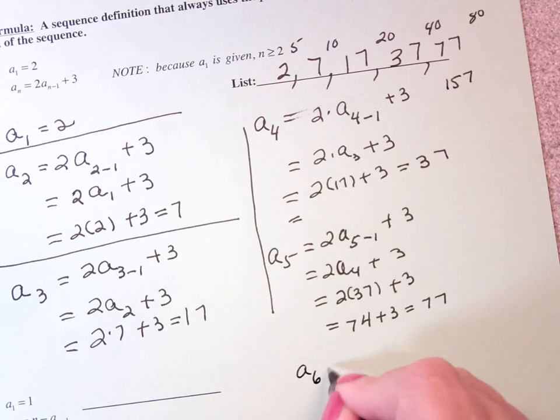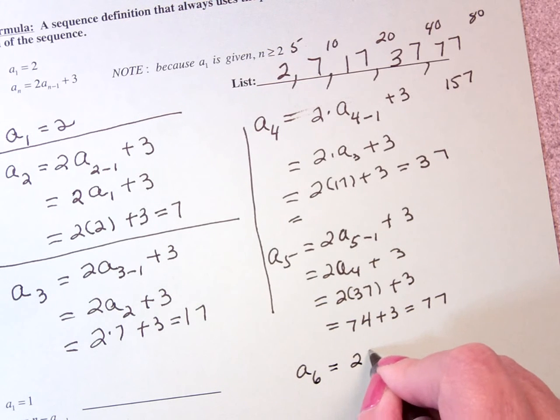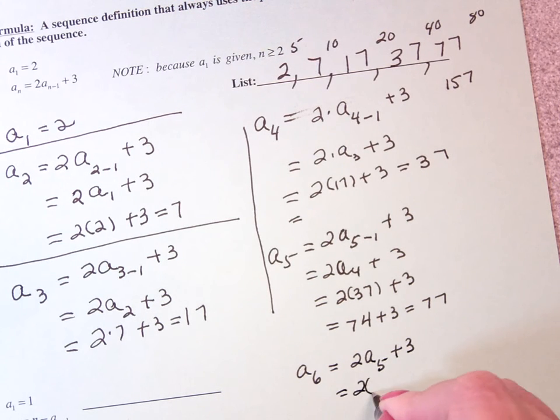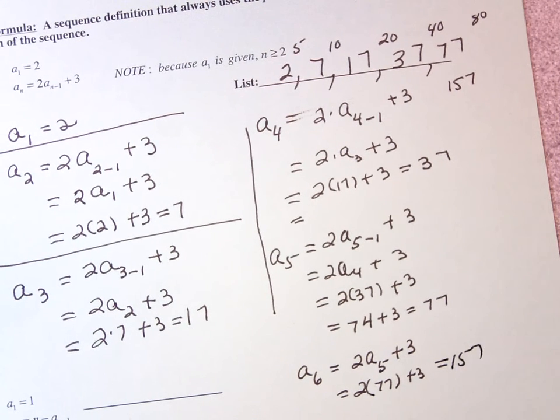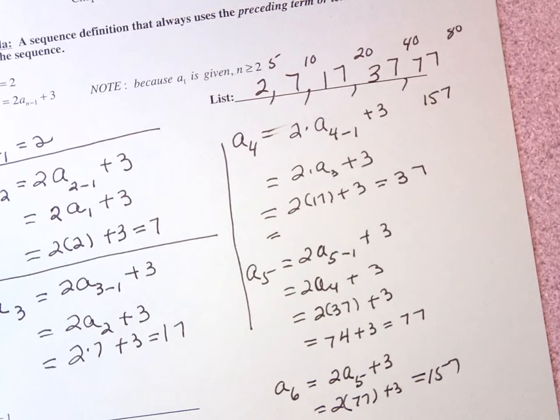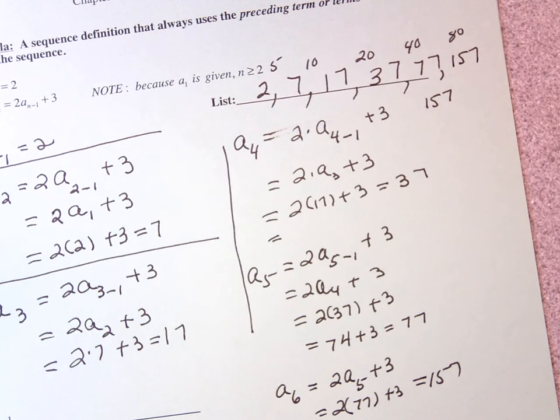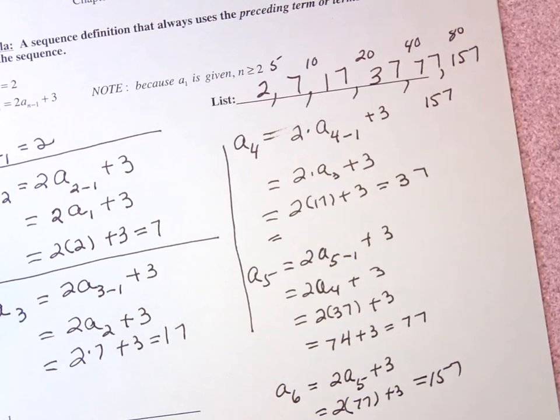So A sub 6 is 2 times A sub 5, the previous one, plus 3, which is 2 times 77 plus 3. And now the numbers are bigger than me. Ha ha! 157. There's the pattern. That means the next time I'm going to add 160. So I double it each time. Holy cow. That's why I said some of you are much better at patterning than I am.